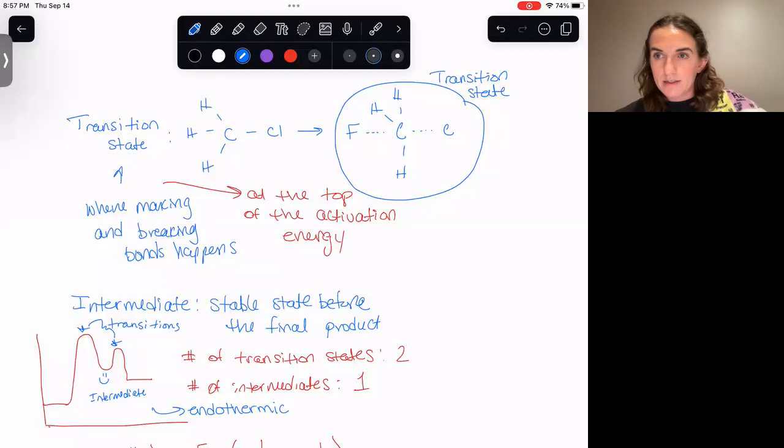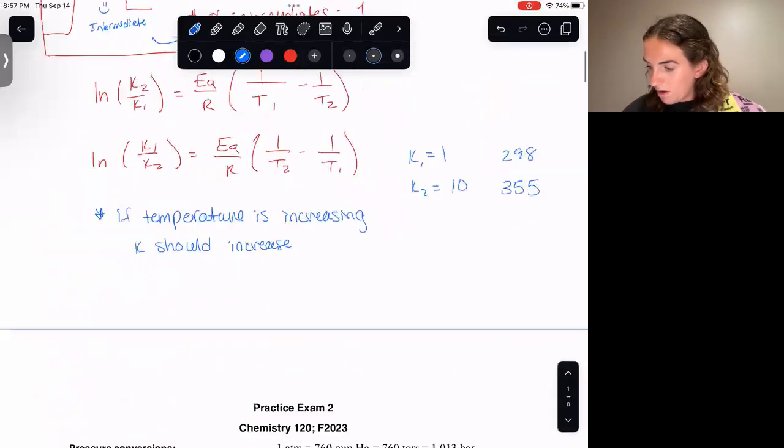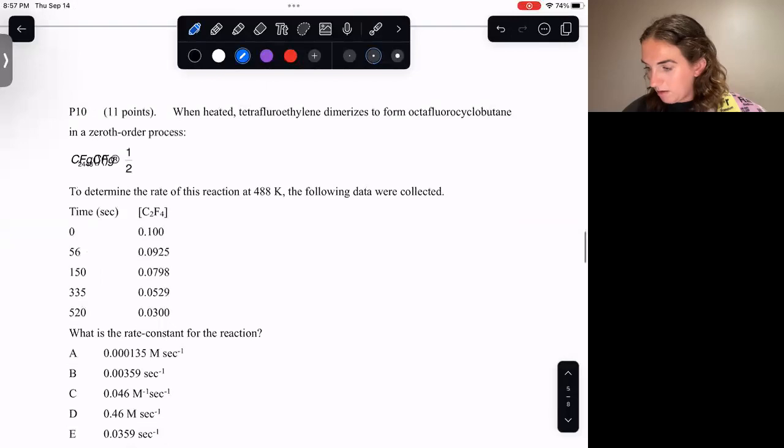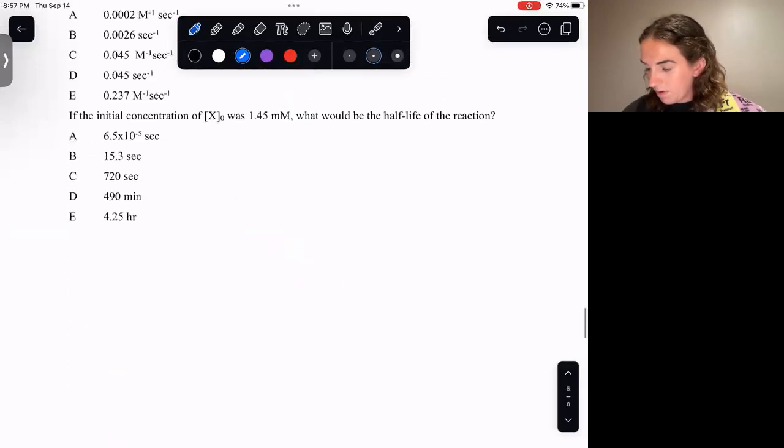Okay, to whoever asked about transition states, does that help with the charts? Yep, okay. Okay, let's go to the end of the exam where I have actually.